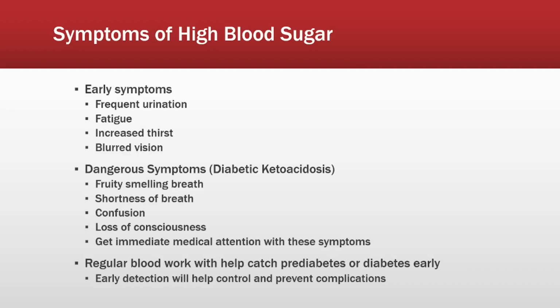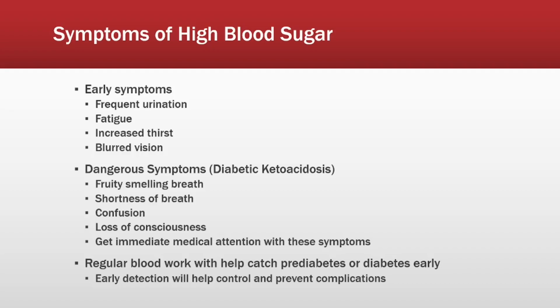Some dangerous symptoms, which can also be called diabetic ketoacidosis, which you don't want to confuse with the diet trend of eating keto. This is totally different. The biggest one is the fruity smelling breath, and that's kind of the first symptom a lot of people notice. After that, you start getting into pretty dangerous symptoms, and this is a dangerous condition to have, and you will end up in the hospital if you get it.